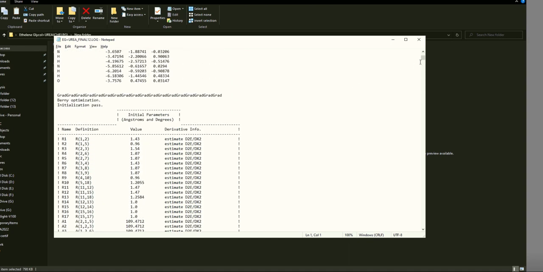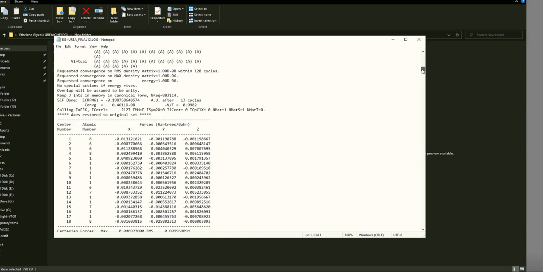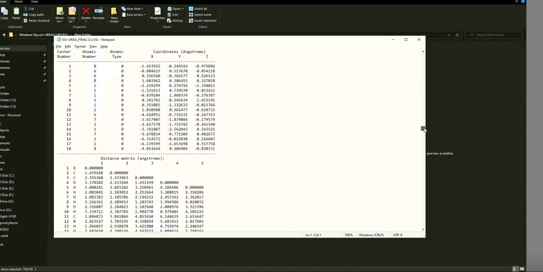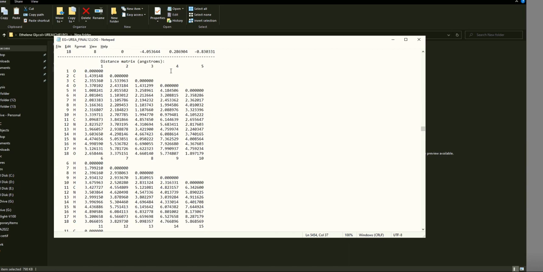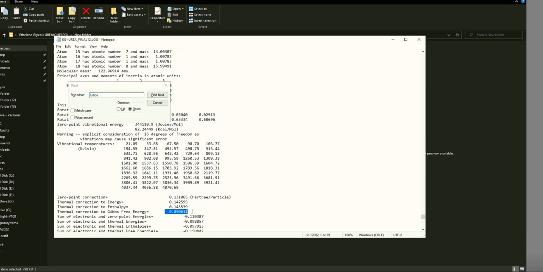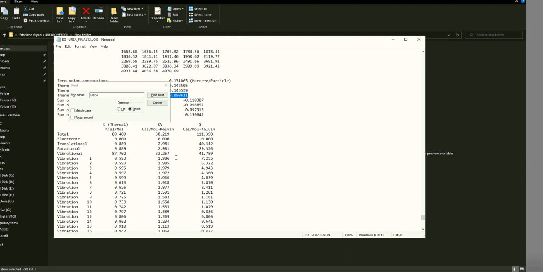yeah, in the log file you can actually calculate the distance between two atoms in a molecule, also the angle, dihedral angle, and various things you can do. I'm showing you just one thing, and that is Gibbs energy. Yes, you can also calculate the Gibbs energy, the thermal correction of Gibbs energy. You can find that also.